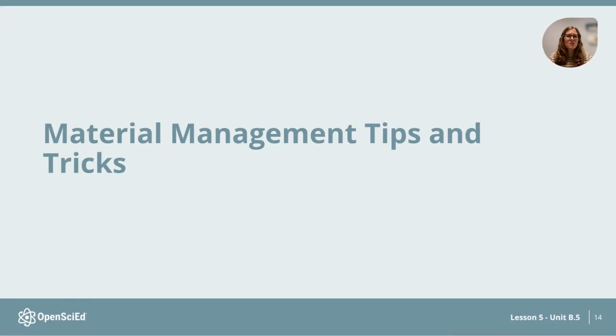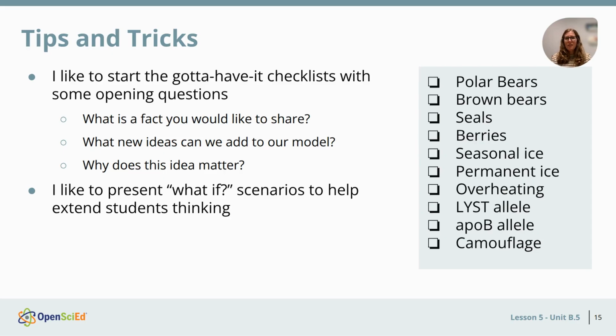Okay, the tips and tricks. The Gotta Have It checklist is a fantastic tool. I usually like to start the Gotta Have It checklist with some opening questions, asking the students, what is a fact you would like to share? What's something that you figured out, some knowledge that we've gained as a class that you want to share? And I'll have a few of them call out different facts, and I'll write it up on the board. I'll write it on a piece of paper.